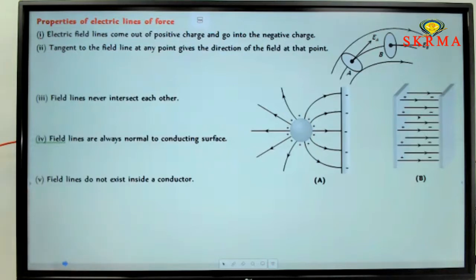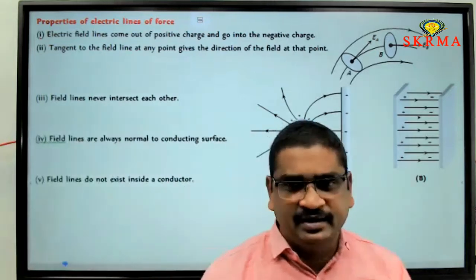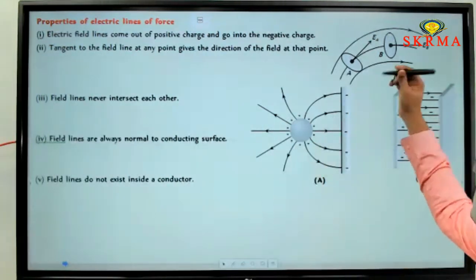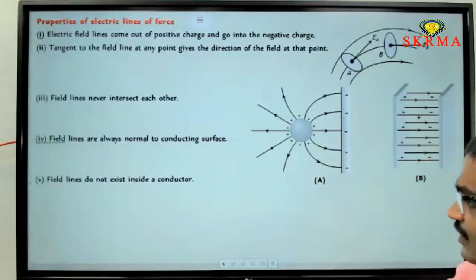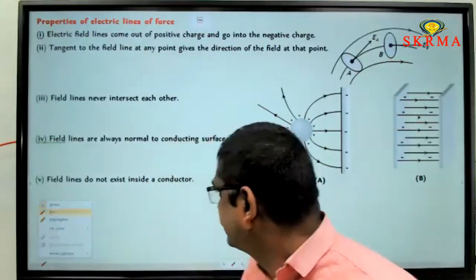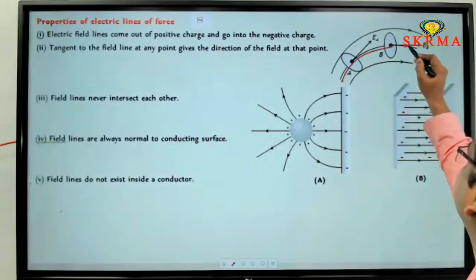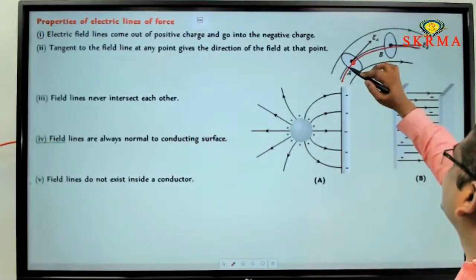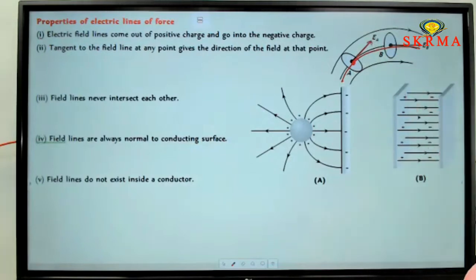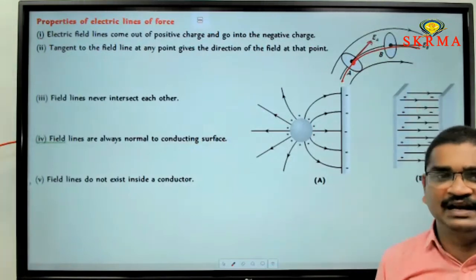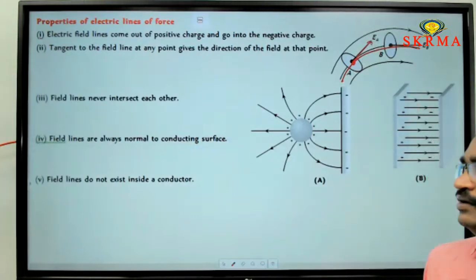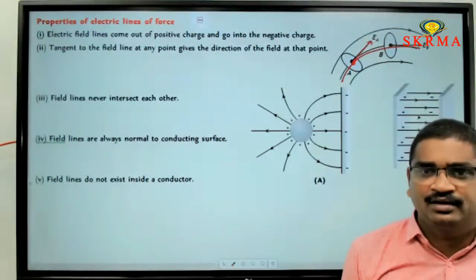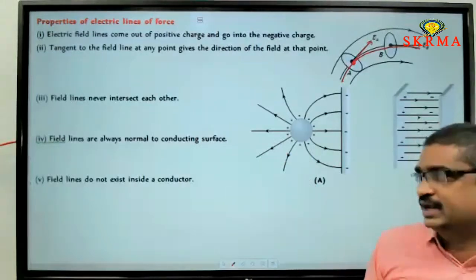Next, a tangent drawn at any point in the electric field gives the direction of the electric field. Here the electric field line is curved. At this point I want to know the direction of the electric field, so I draw a tangent at this location. The tangent gives the direction of the electric field at any point in the field region.